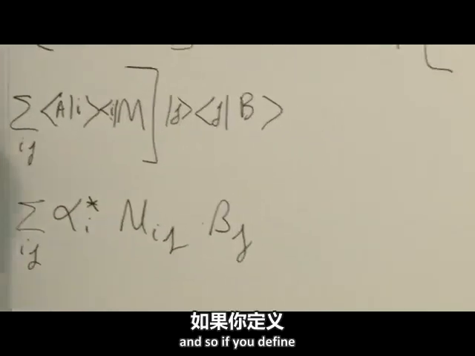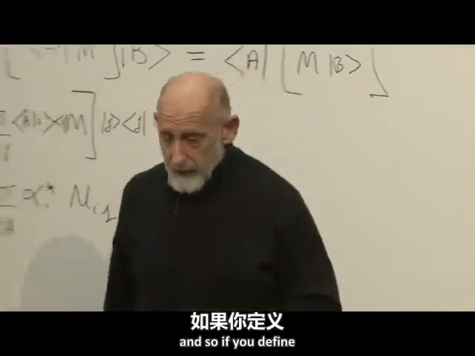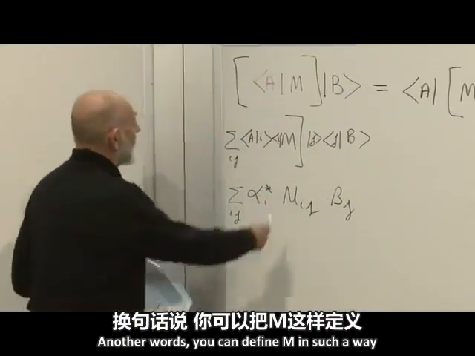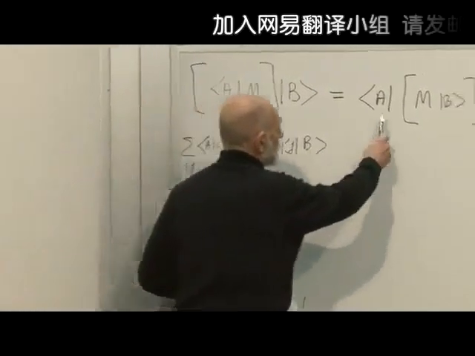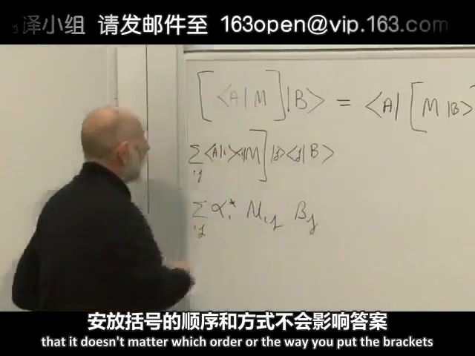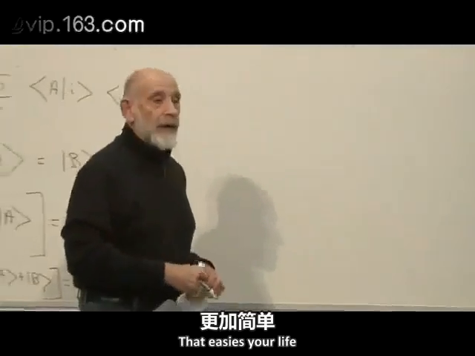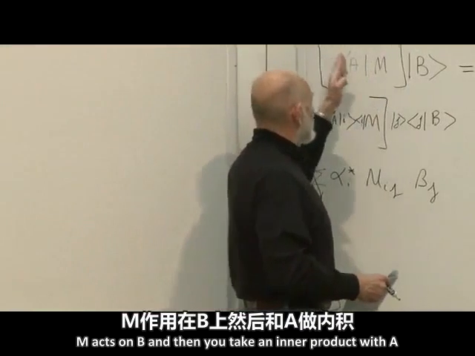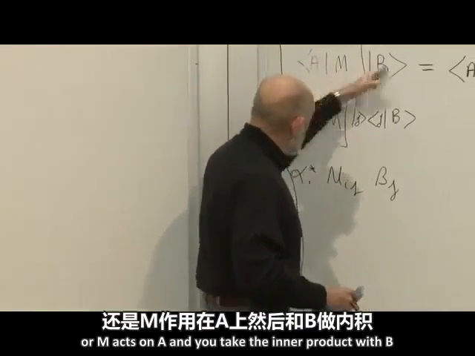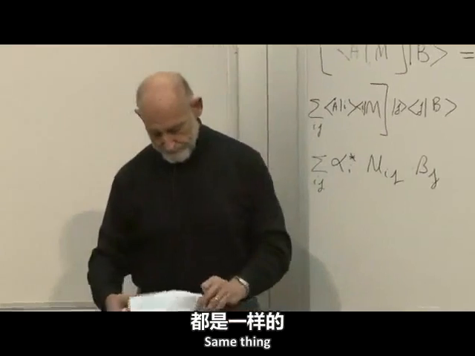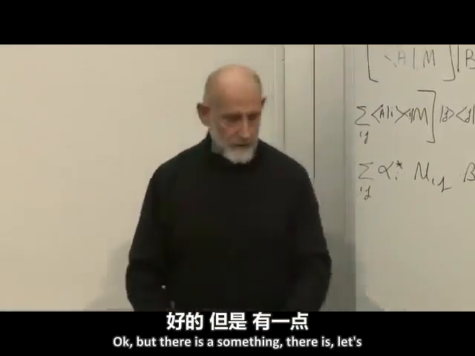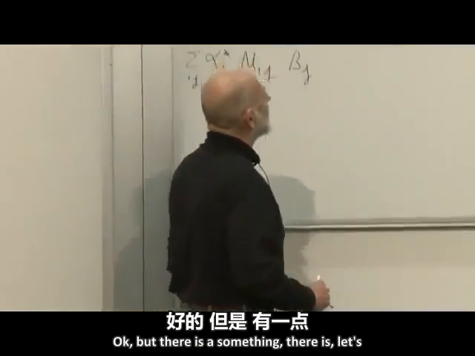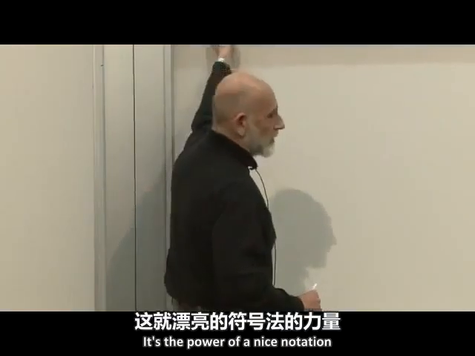And so you can define M in such a way that it doesn't matter which order, or where you put the brackets. That eases your life. You don't have to remember whether you meant M acts on β and then you take the inner product with α, or M acts on α and then you take the inner product with β. Same thing. That's the power of a nice notation.